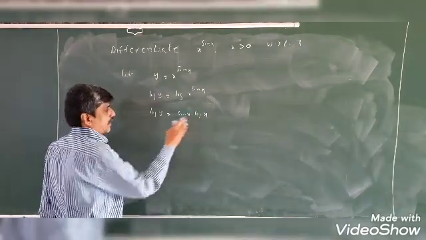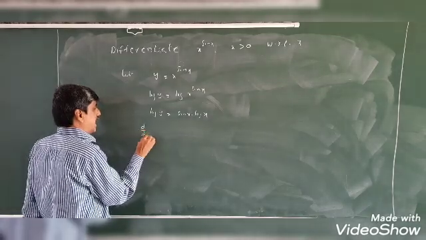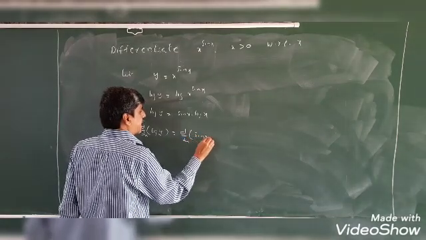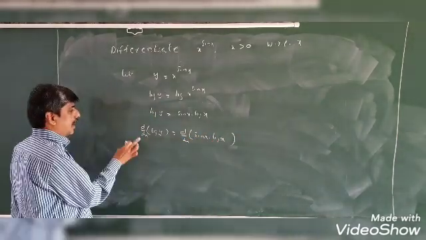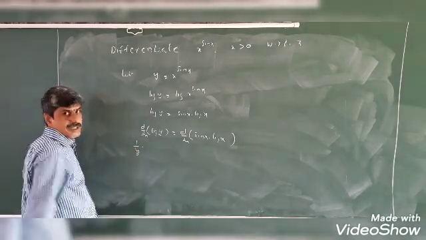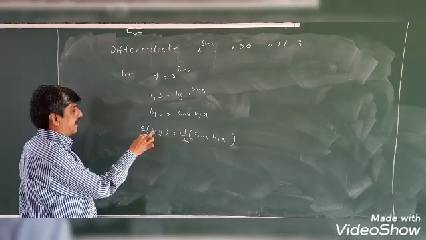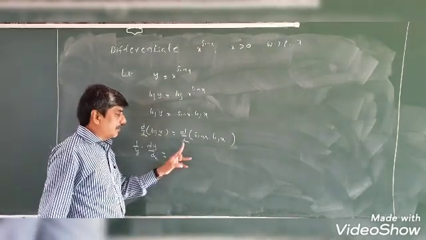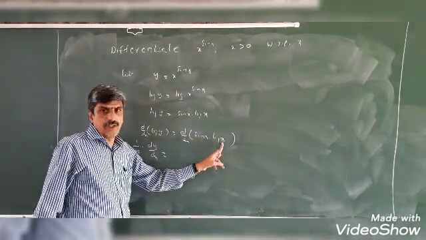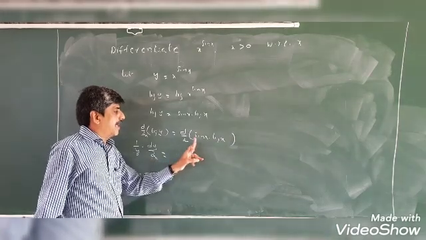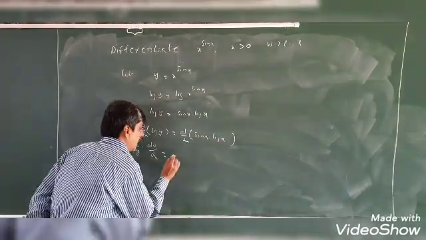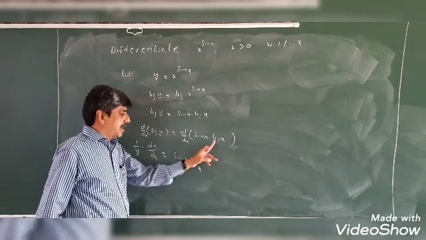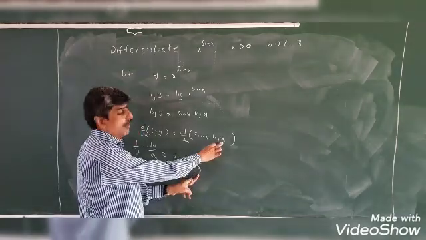Now differentiate with respect to x on both sides. So d by dx of log y is equal to d by dx of sin x into log x. d by dx of log x is 1 by x, but in the place of x, y is there. Then d by dx of y we write as dy by dx. Here d by dx of sin x into log x, we use the formula d by dx of u into v: u means sin x into d by dx of log x. d by dx of log x is 1 by x, here in the place of x, x only is there.